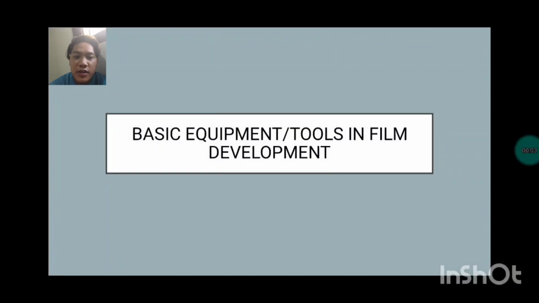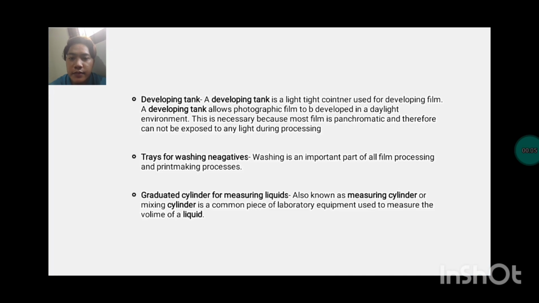Basic equipment and tools in film development. Development tank: a development tank is a light-tight container used for developing film. A developing tank allows photographic film to be developed in a daylight environment. This is necessary because most film is panchromatic and therefore cannot be exposed to any light during processing.